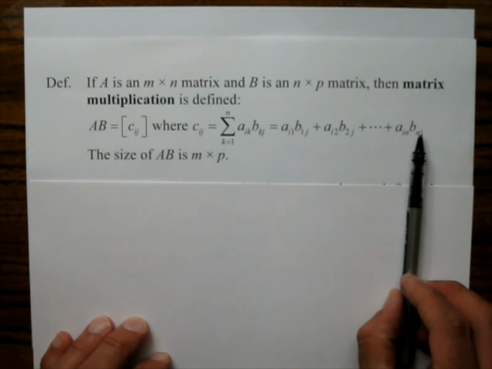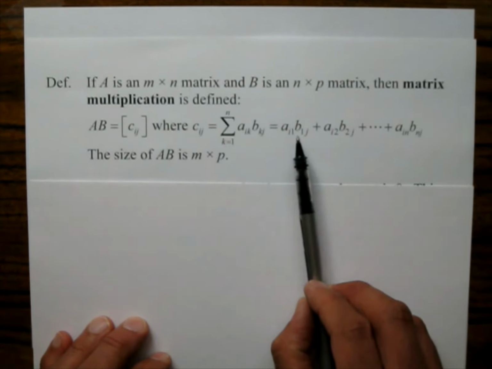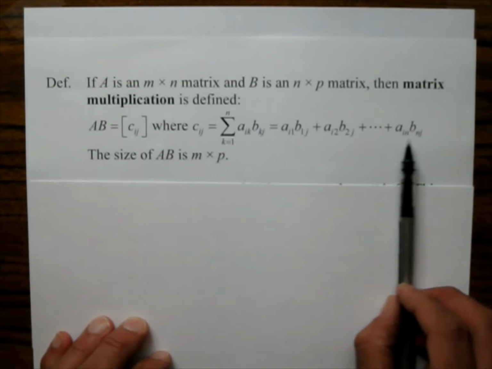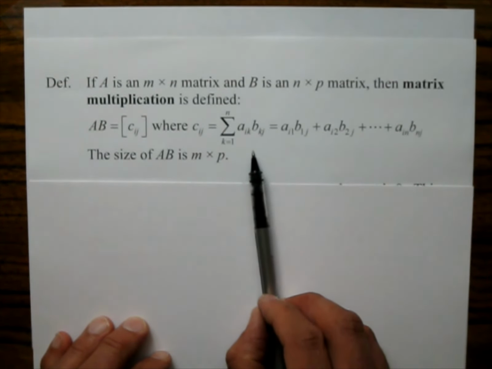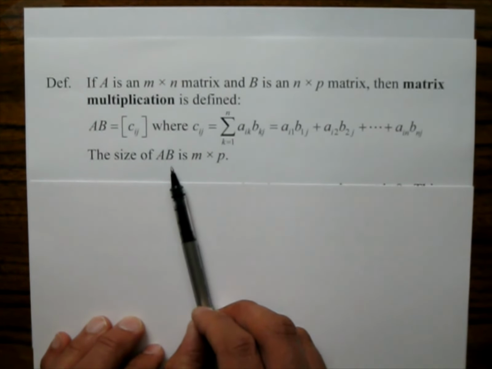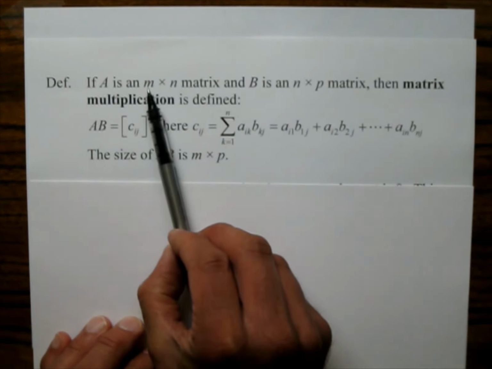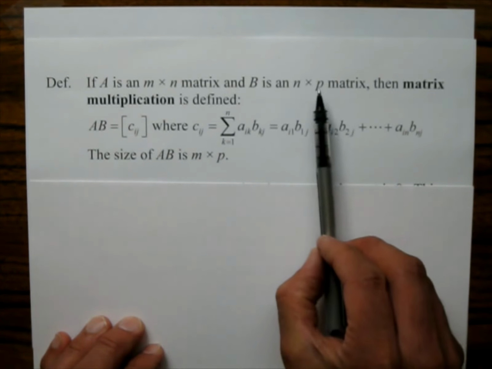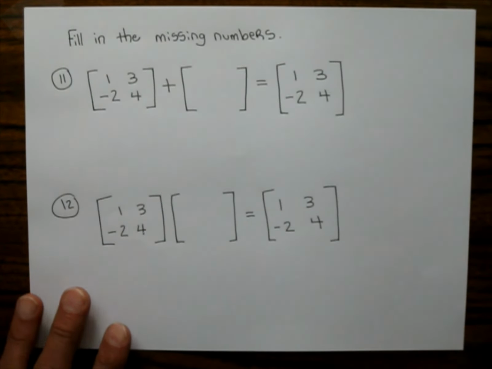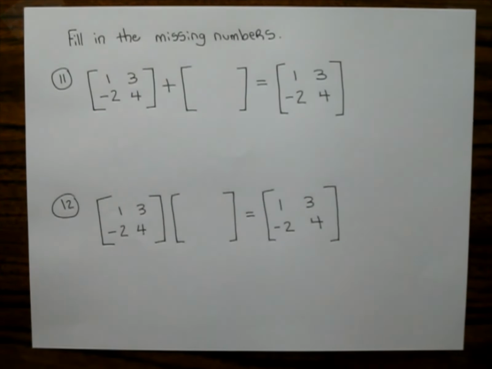The Roadrunner is running across the first row and the Coyote's dropping down the first column right here, and then you just sum it up from 1 to n. So this is very abstract, but it actually describes exactly what we were doing in a mathy way. The size of AB happens to be m, the outside dimension, by p. So there was the definition. It's on your definition sheet. Let's go ahead and do this one right here where it asks us to fill in the missing numbers.